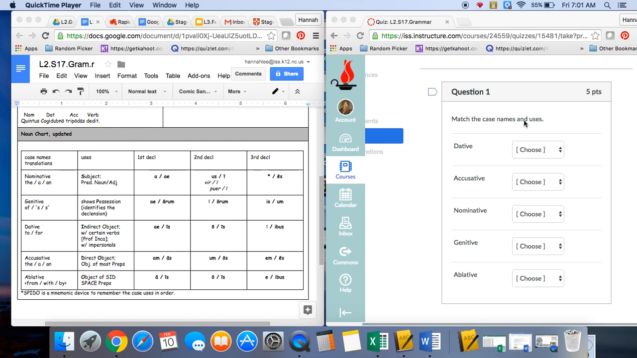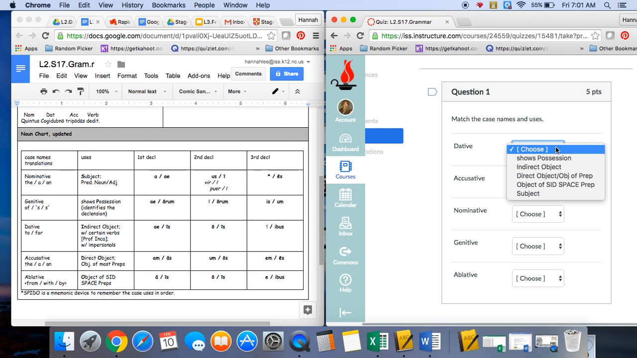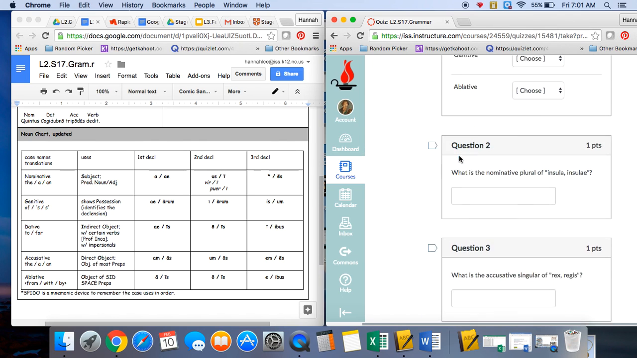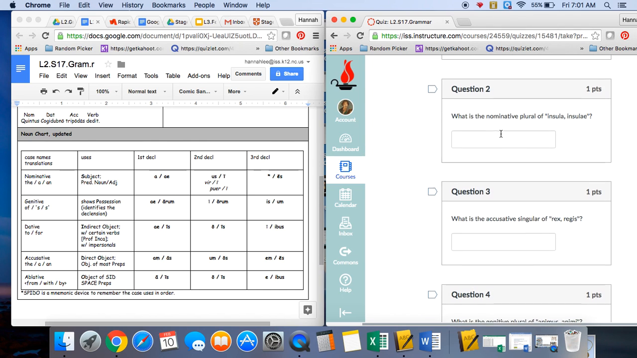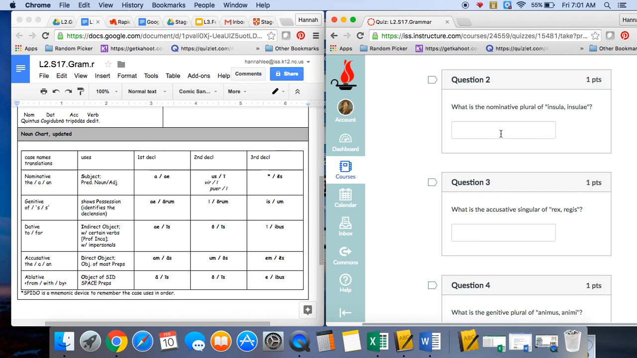On the right-hand screen, you see that question number 1 is asking you to match up the case names and uses. And so if you were to click on those, I think that you'll be okay in doing that one. So I'm not going to spend time on question number 1. Question number 2 is when things get a little bit more challenging. It says here, what is the nominative plural of insula?